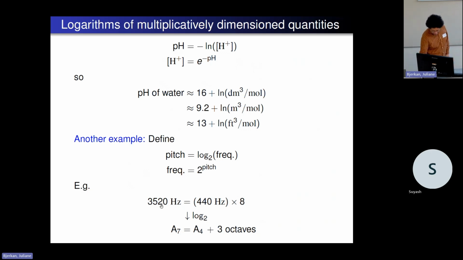So the logarithm of 3520 hertz becomes the pitch A7, the logarithm of 440 hertz becomes the pitch A4, and the logarithm of 8 is just 3. Or I can say 3 octaves, but the octave is a dimensionless number.